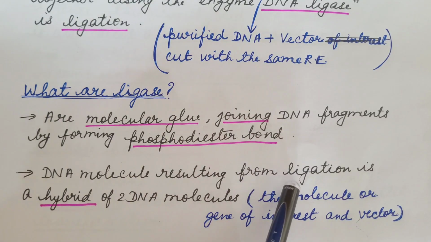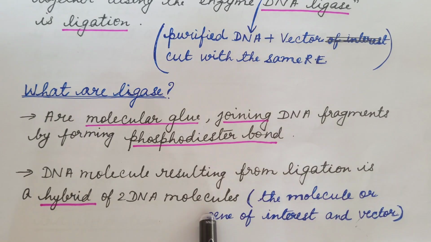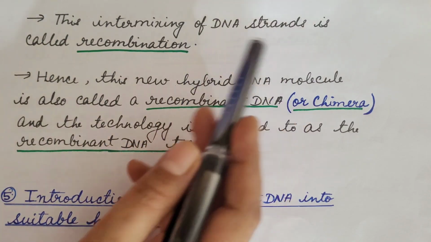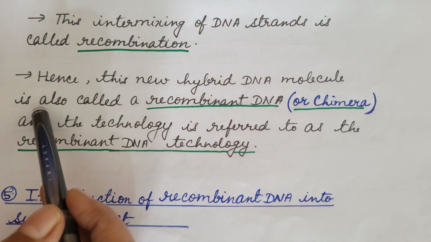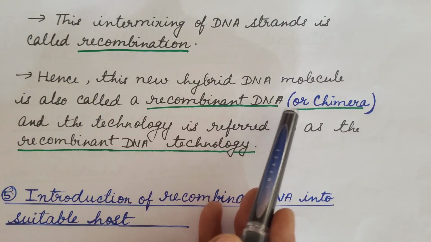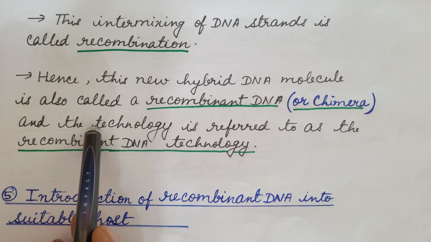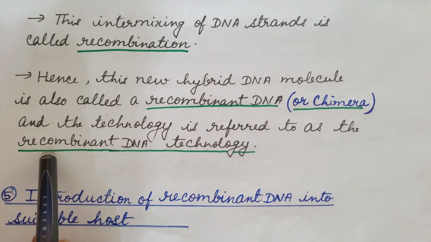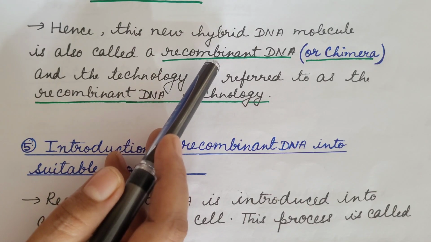The DNA molecule resulting from ligation is a hybrid of two DNA molecules, the gene of interest and the vector. This intermixing of DNA strands is called recombination. Hence, this new hybrid DNA molecule is also called a recombinant DNA or chimera, and the technology by which the hybrid DNA is formed is referred to as recombinant DNA technology. Recombinant DNA are hybrid DNA molecules consisting of an autonomously replicating DNA segment plus inserted elements.